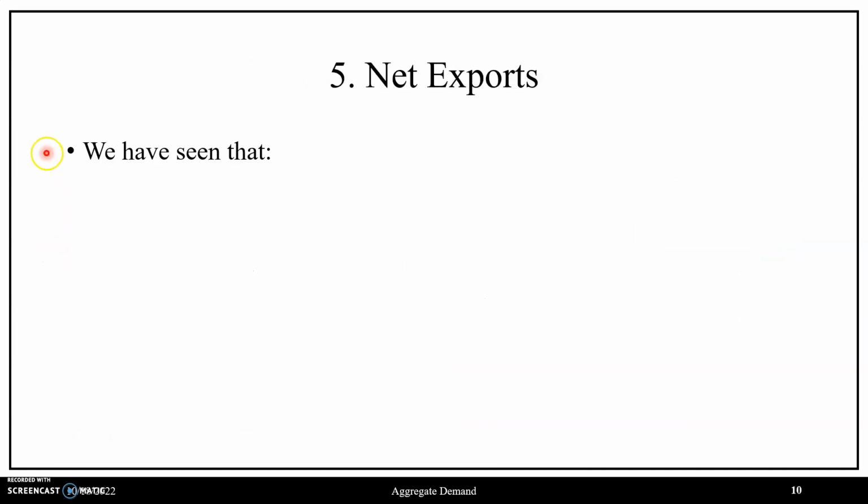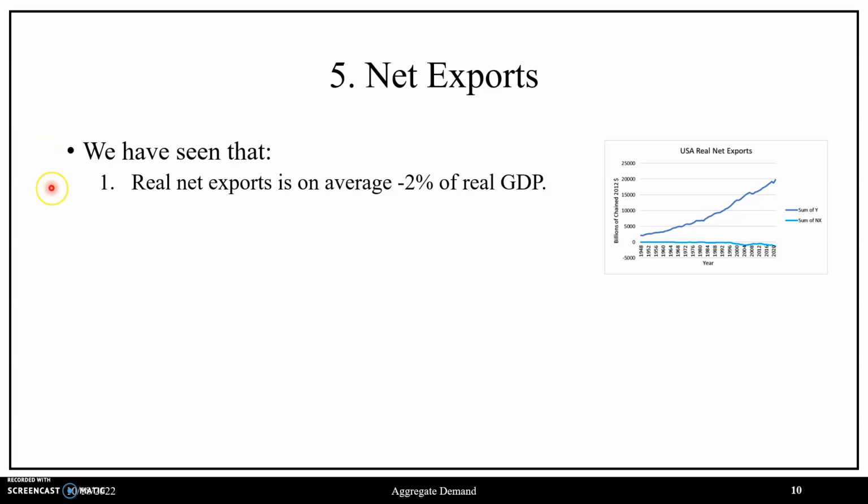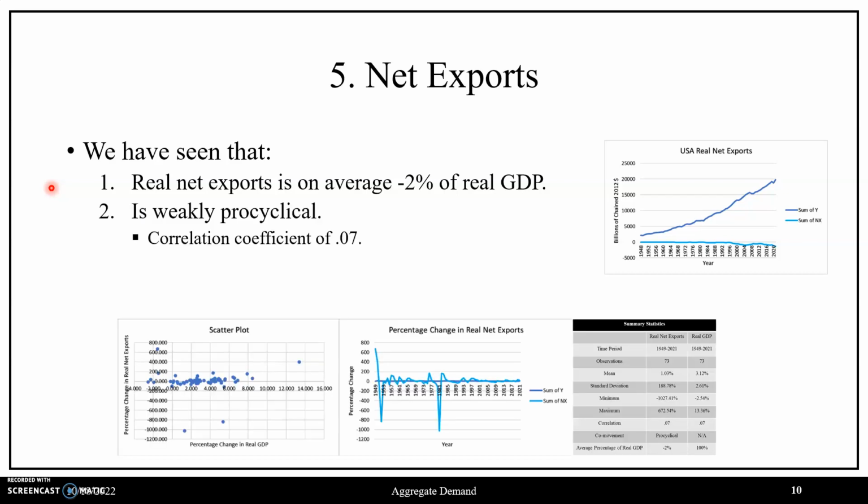Now, lastly, what we have is net exports, in which we've seen that real net exports on average comprises minus 2% of real GDP in the United States for the 1948 through 2021 period, which is a trivial amount of real GDP compared to our other three accounts. And when converting the data into percentage change form and looking at 1949 through 2021 and looking at the percentage change run plot, we saw that real net exports were rather volatile and could move with and against real GDP.